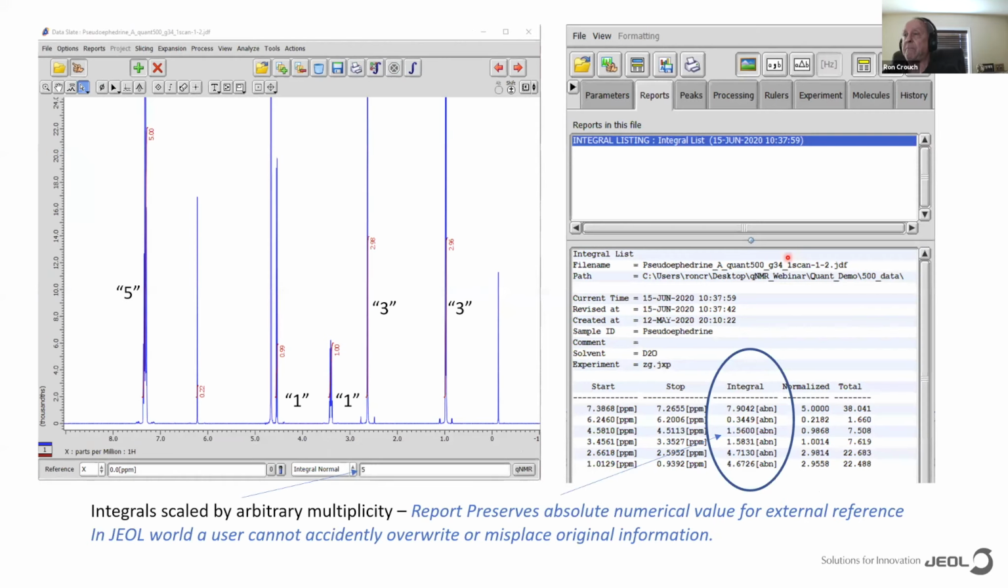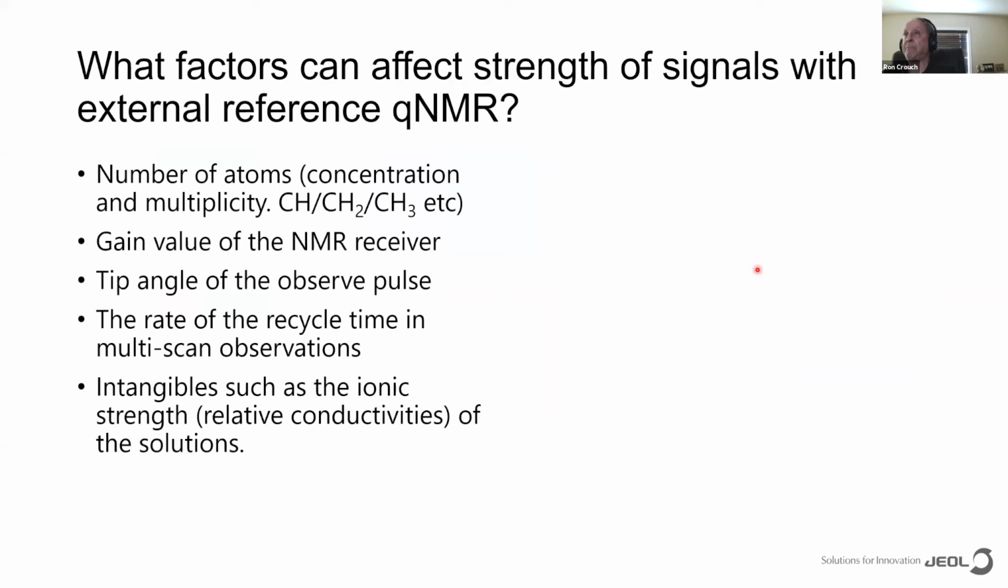Now, if we do integration and make a decision to scale our data based on protons of 5 to 3 to 3 to 1 or whatever, one really nice thing in our software is that if I look at the integral report for the sample, this absolute intensity integration is preserved. So it's impossible for a user to overwrite or misplace original information. So I can return to this sample two years later and relate it to something else directly.